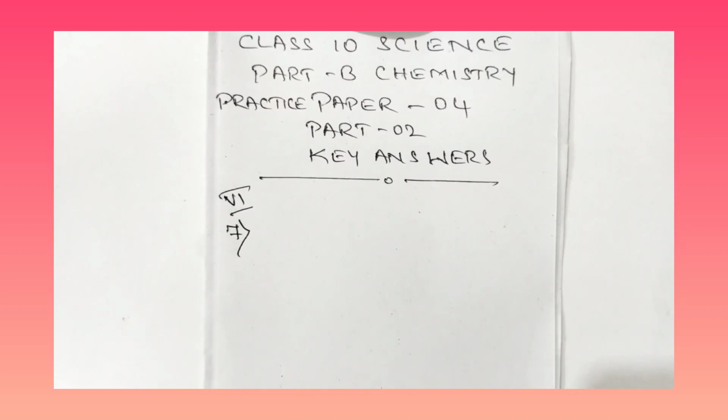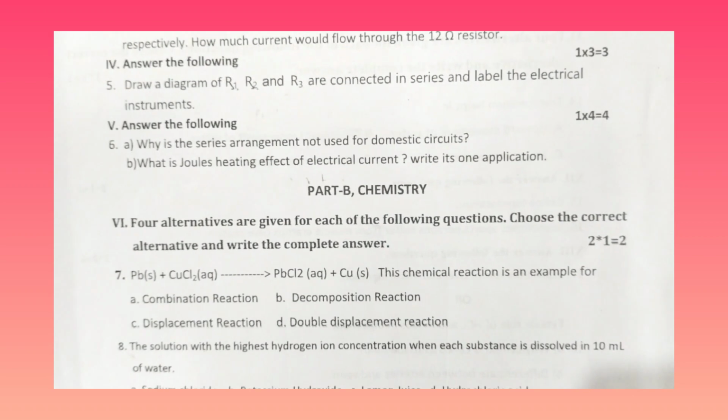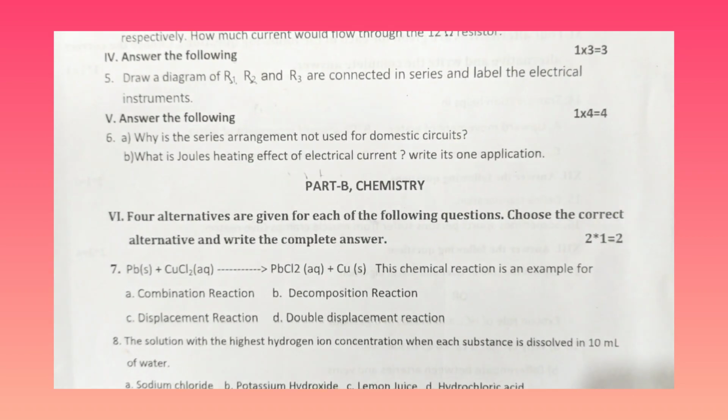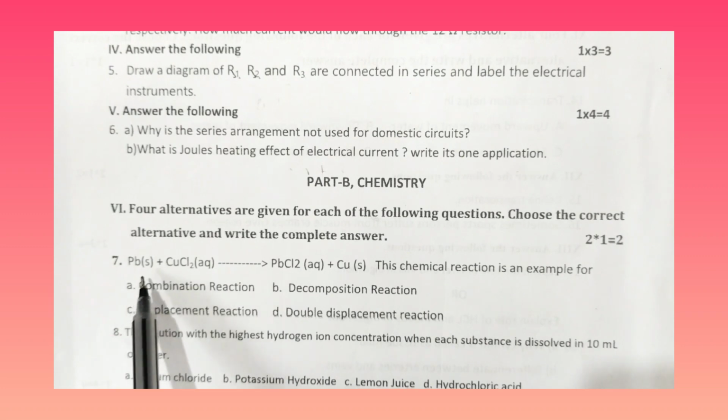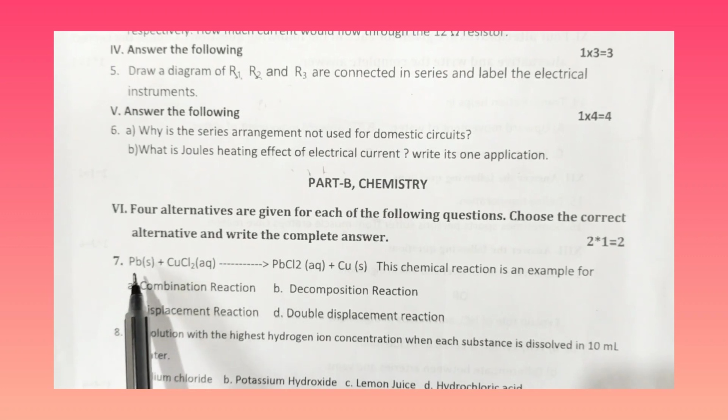So in this video we are going to continue class 10 science. This is part B chemistry. This is practice paper number 4 part 2, that is part B chemistry. Let us answer the questions. The part B starts from 7th question. In the previous video we have answered practice paper number 4 part A physics. Now let us see what is the first question in part B chemistry.